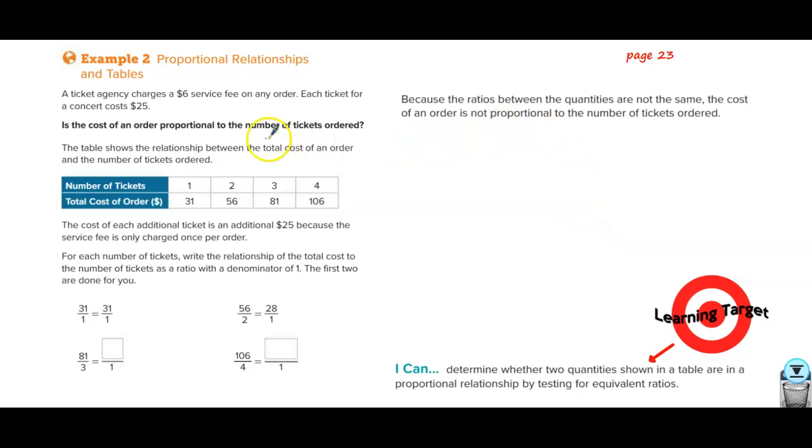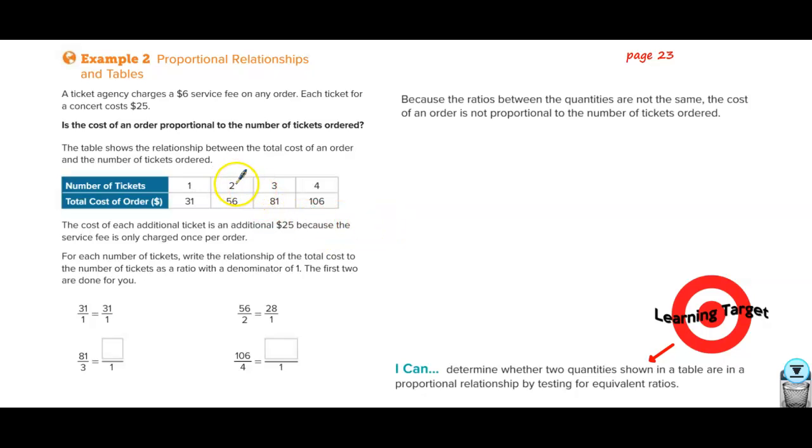Now here we have a ticket agency charging a $6 service fee on any order, and each ticket is $25. Now the $6 service fee is going to make this not proportional. What's going to happen is no matter how many tickets you buy, you only pay the one $6 fee. So this is not going to be proportional. The unit rate for one ticket is $31 because you pay the $6 plus the $25 for the ticket.